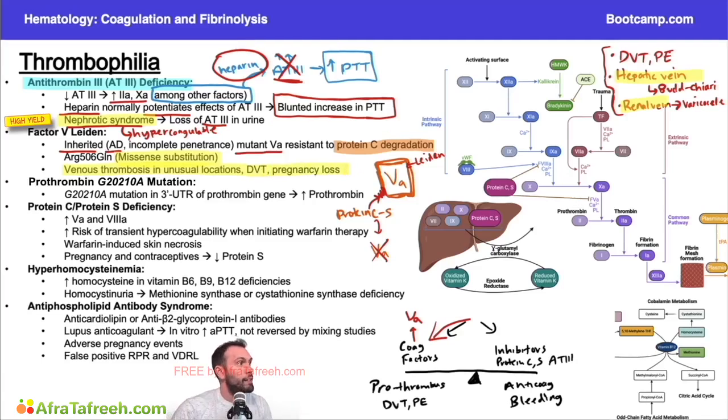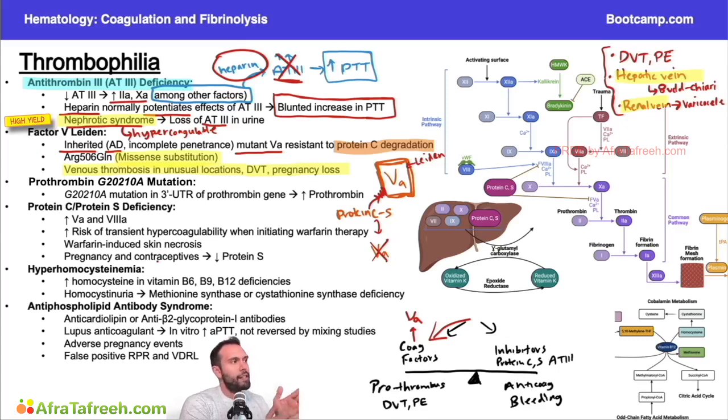All right, the next one on here is the prothrombin G20210A mutation. So again, you just have to know this is the prothrombin gene mutation. That's the important part, especially for board exams. There's not 7 or 8 different types of prothrombin gene mutations that you have to know for Step 1. This is really the one.